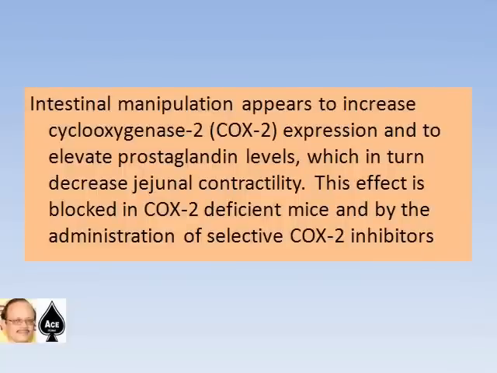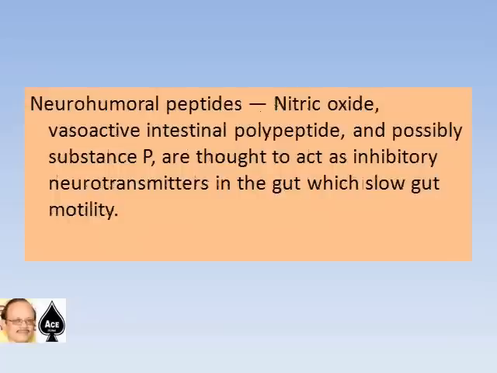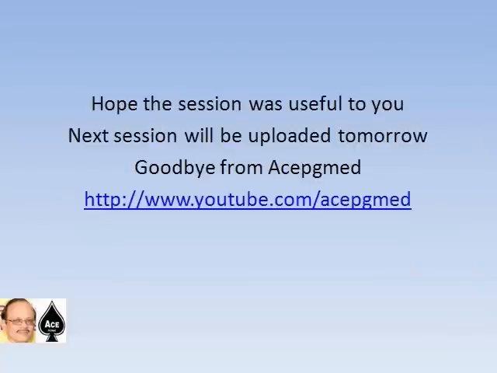Intestinal manipulation appears to increase the cyclooxygenase 2, COX-2, expression and elevate prostaglandin levels, which in turn decrease jejunal contractility. This effect is blocked in COX-2 deficient mice and by the administration of selective COX-2 inhibitors. Neurohumoral peptides, nitric oxide, vasoactive intestinal polypeptide, possibly substance P, are thought to act as inhibitory neurotransmitters in the gut, which slow gut motility.